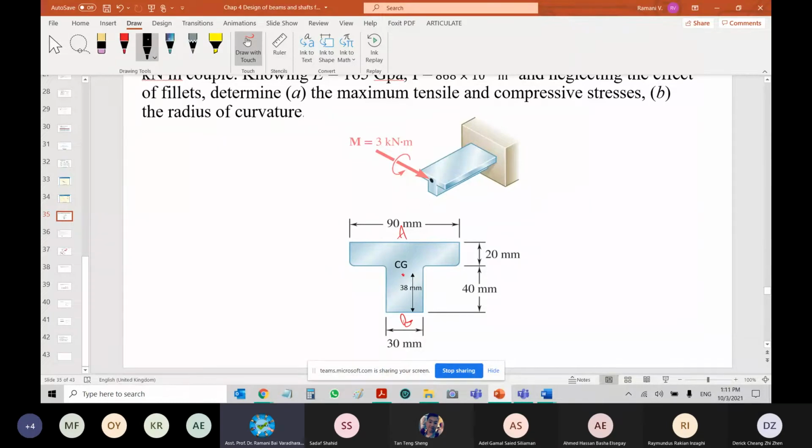How much is the point from A? How much? 22. Okay, very good. Remember this 22. Yeah, you may be using this one later.